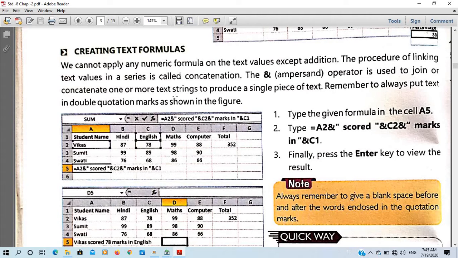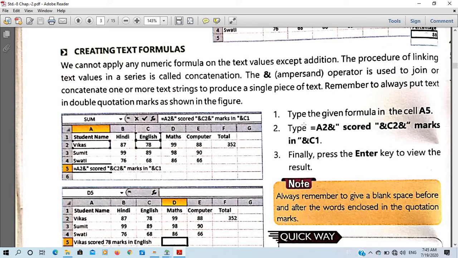Remember to always put text in double quotation marks as shown in the figure. So whatever text you are trying to concatenate, you have to give it in the double quotation mark. This is called double quotation mark. I am showing you here with the mouse. This is quotation marks. You can see how to use. The steps will come in the exam, and also the question may be given in the exercise, how to create text formula.